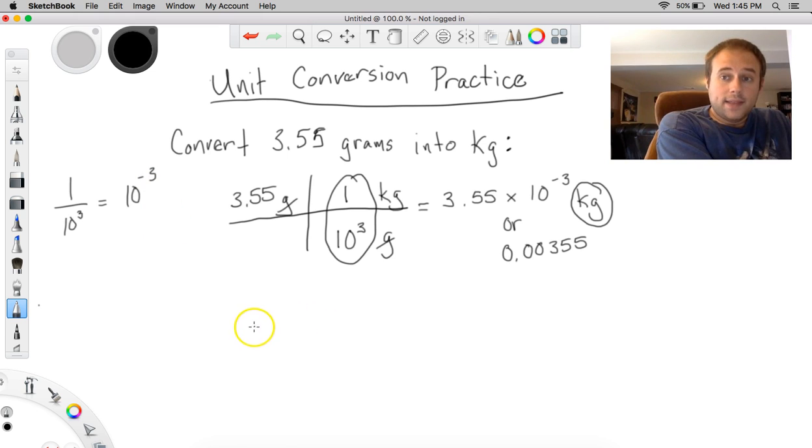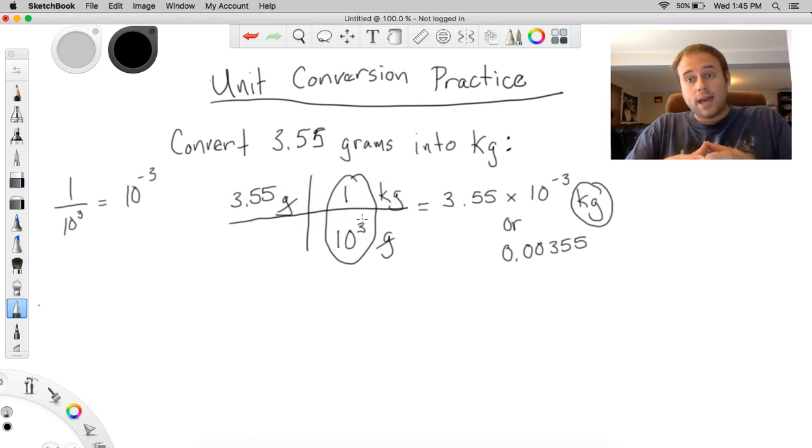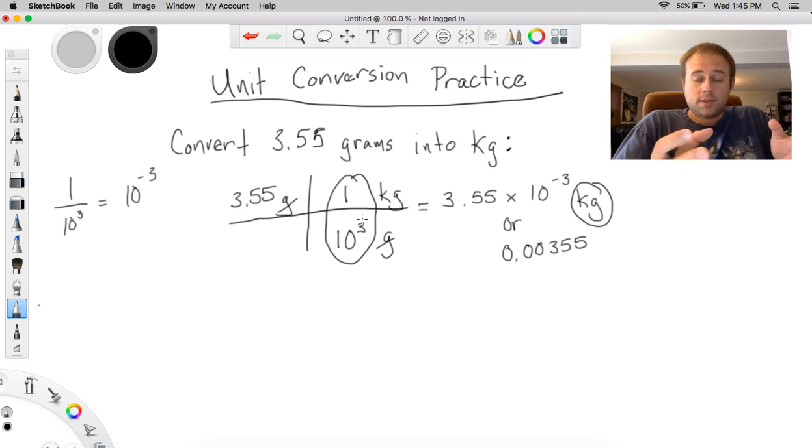So you would get the same answer if you took 3.55 times 10 to the negative third. And some people may do that. If you're comfortable with exponents and switching them when you need to, I encourage you to do it. You're welcome to do that. Many students have trouble when to keep it positive, when to keep it negative, right?